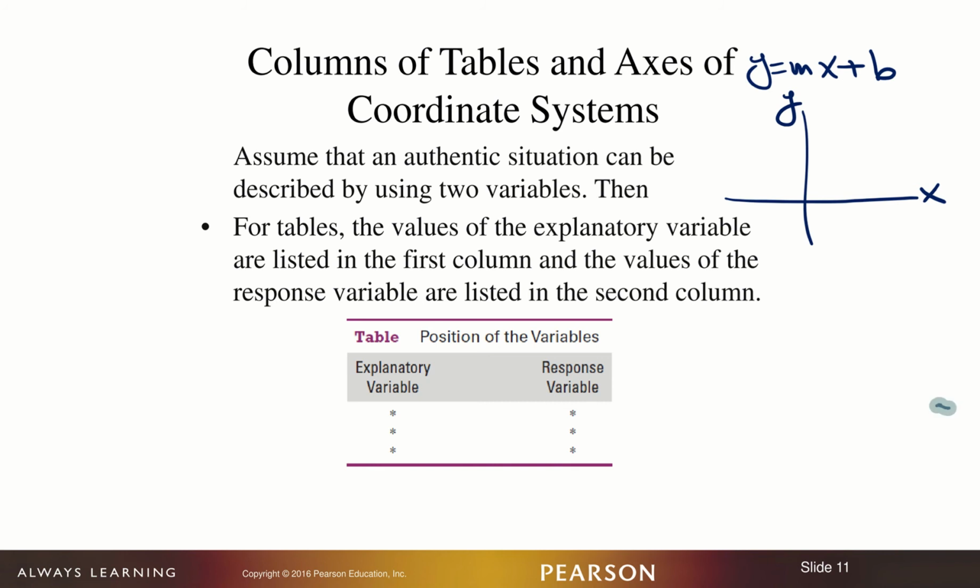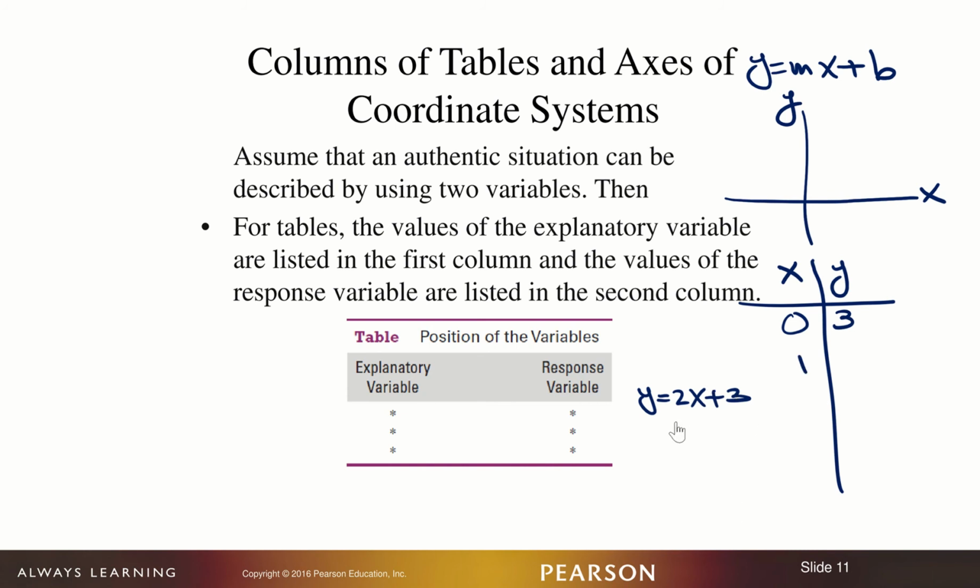And if you also recall, we made tables of values. We put x first and then y, and we made a table. For example, let's say we had y equals 2x plus 3. We would say, okay, let's let x be 0, and then we would plug in 0 here, so we get 2 times 0 is 0 plus 3 is 3, so the y value will be 3. Or we could let x be 1, and the y value will be 2 times 1, which is 2 plus 3, which is 5.